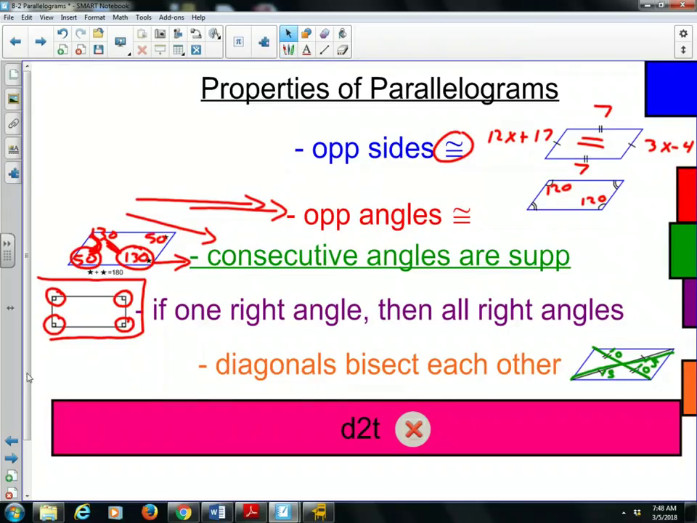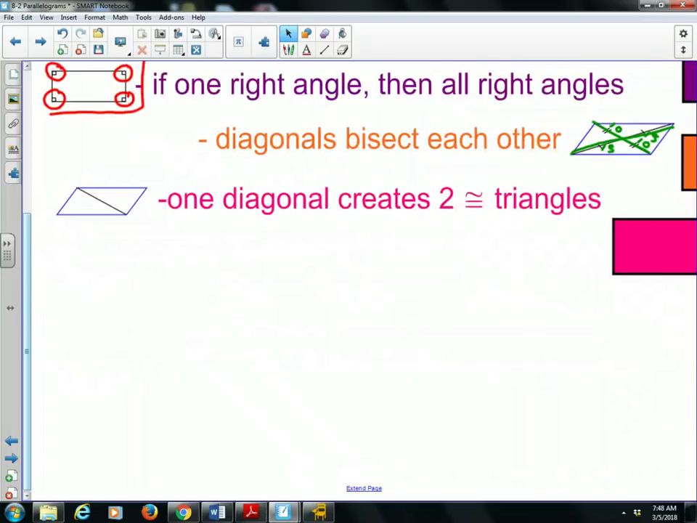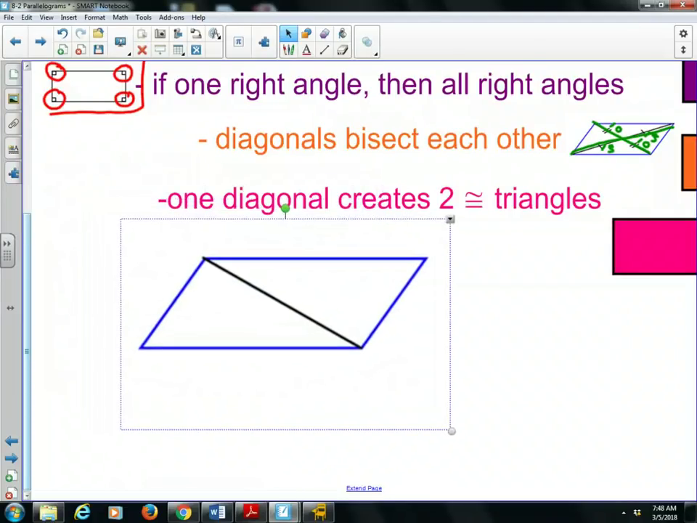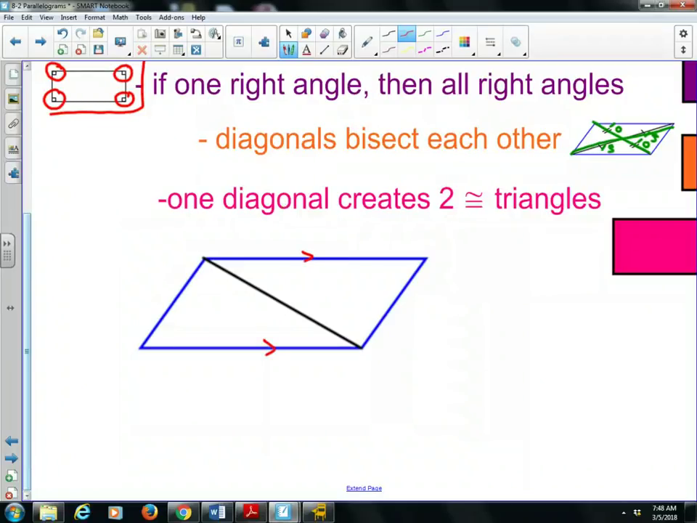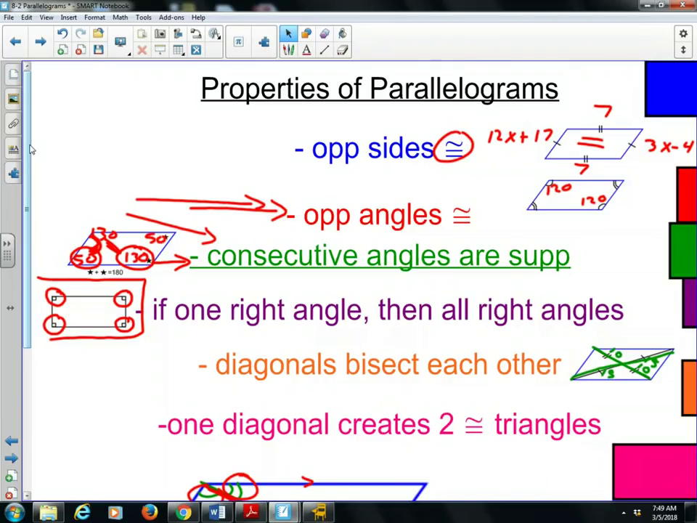And then the last property is that a diagonal makes two congruent triangles. One diagonal makes two congruent triangles. And the reason for that is if this side is parallel to this one, we would call this line a transversal. And so a transversal makes alternate interior angles congruent. So this angle is congruent to the alternate interior one, and this angle is congruent to its alternate interior. And then by the reflexive property, they both share this red side. And so by angle, side, angle, they are congruent triangles. So one diagonal of a parallelogram creates two congruent triangles. So those 6 properties I want you to know are true of all parallelograms.